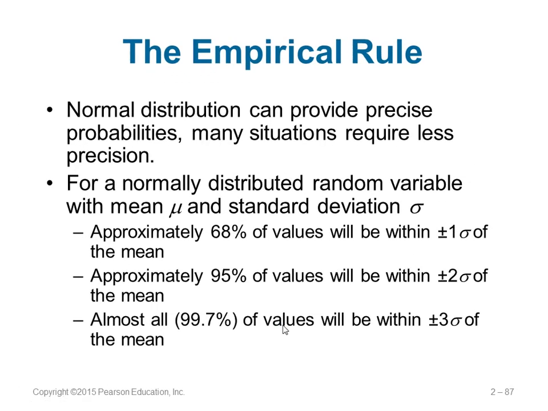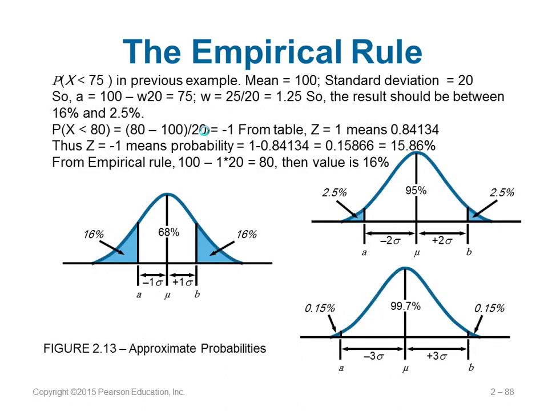Next, we are going to discuss what is called the empirical rule. Normal distribution can provide precise probability, but sometimes we don't care about precision. We just want to get it quickly. So here is a representation. If your value is within plus or minus 1 standard deviation, then the probability is approximately 68%. If it is within plus or minus 2, it is 95%. If it is within plus or minus 3 standard deviations, it is 99.7%.